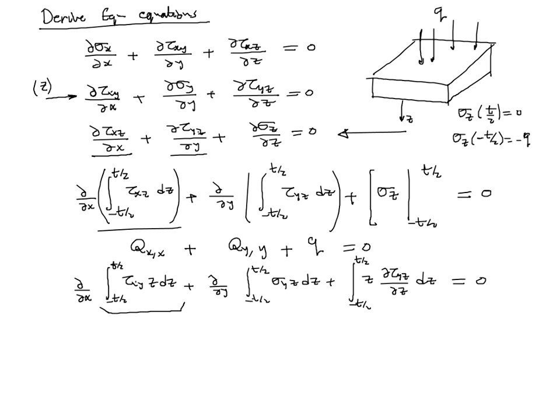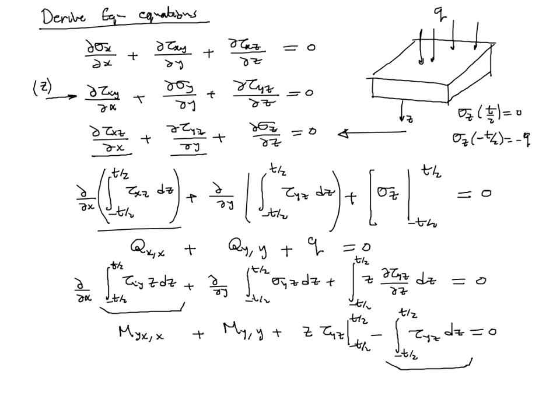Okay, this is the definition of myx, so this is really nothing other than myx comma x, and this is nothing other than my, so this is my comma y, and the last term we can easily integrate by parts. So if we integrate it by parts, we get plus z tau yz from minus t over 2 to t over 2 minus integration from minus t over 2 to t over 2, we differentiate this guy, differentiation of z is 1, so tau yz dz equals 0, and this is nothing other than the definition of qy.